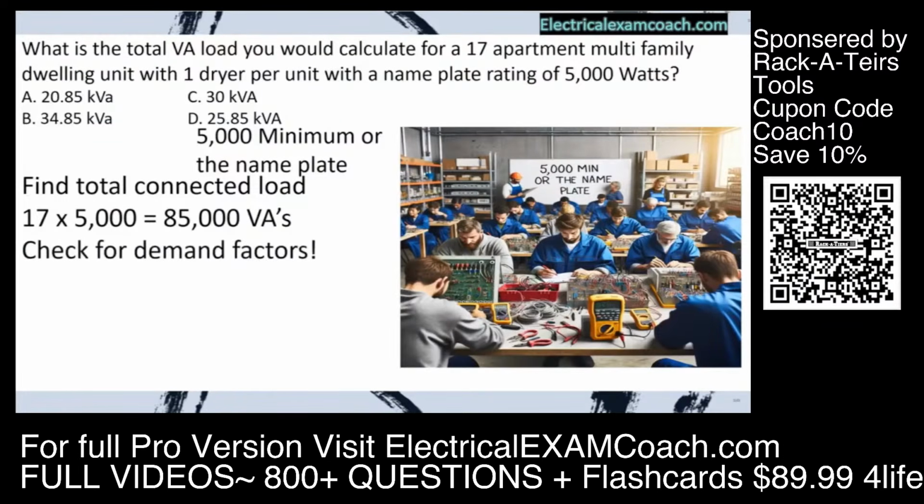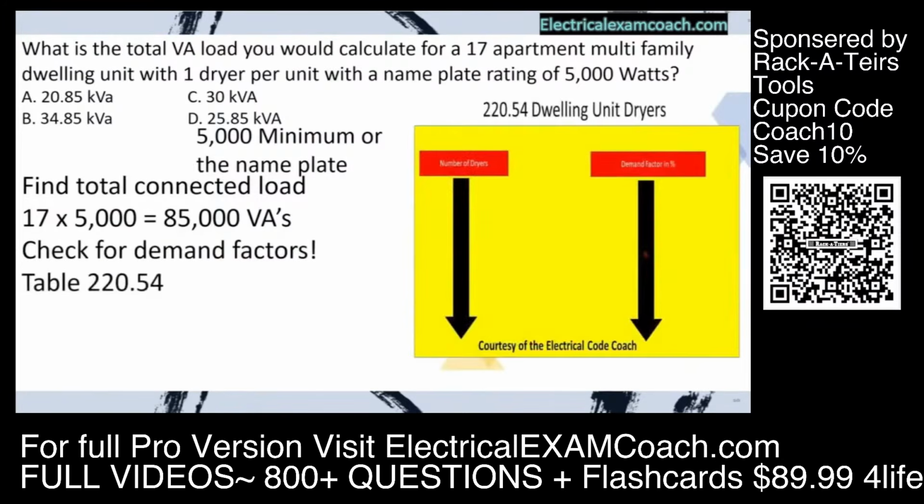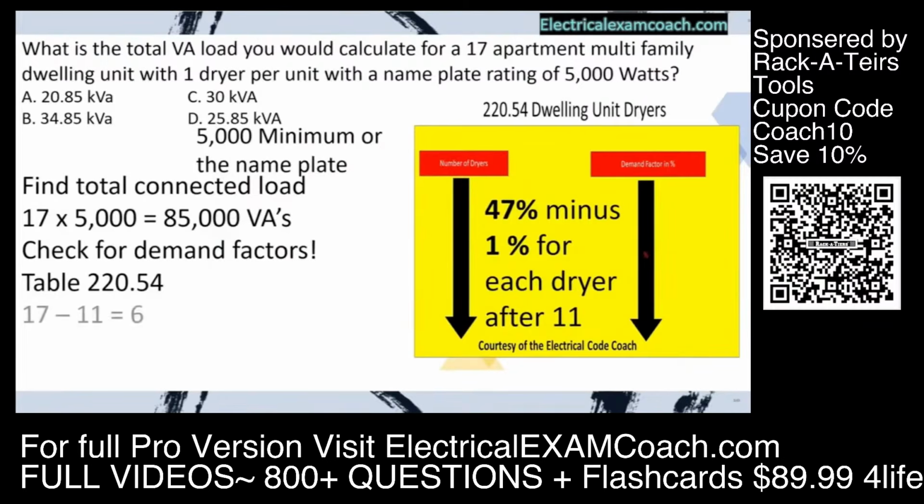Now, let's check for demand factors. When we get to table 220.54, we're going to find that it's a 47% base minus 1% for each dryer past 11. So first we have to figure out how many dryers we are past 11. We have 17 dryers minus the 11 base, and that lets us know that we're 6 past 11. What this code is stating is that 47% was our base multiplier, and then we're going to subtract 1% for each one that we are past 11. We were 6 past 11, so we're going to take our 47% base minus 6, and that gives us a new demand factor of 41%.